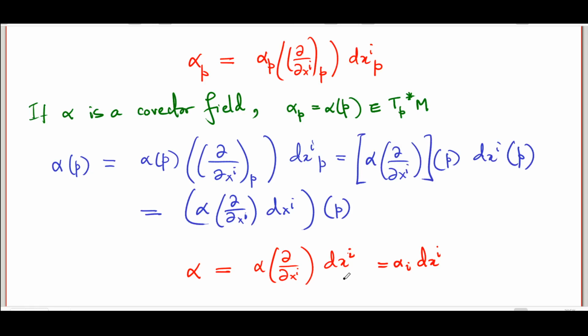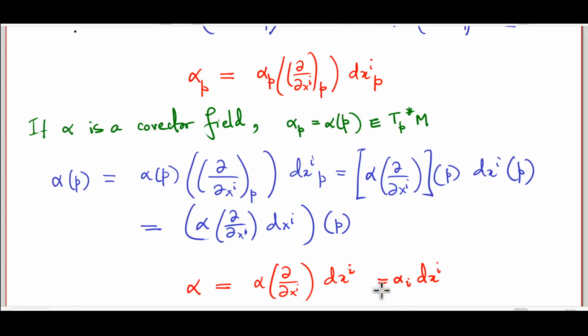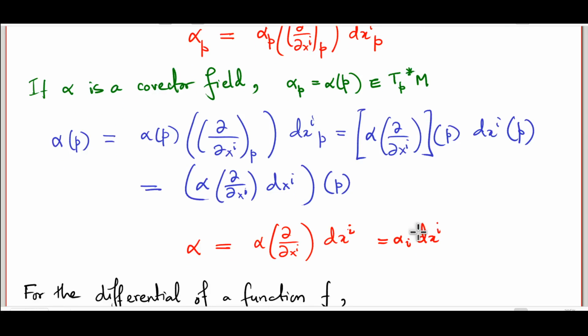Let us now illustrate this result for the most obvious covector field that we know, the differential of a differentiable function f.